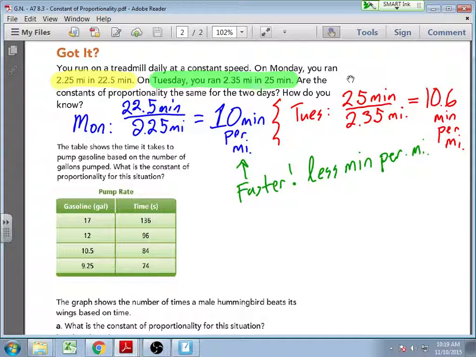Both of those constants of proportionality are for 1 mile. And it would make sense that Tuesday would be slightly slower because you're probably tired from Monday. Oh, at first I thought it was a mile per minute. That's why you have to have the labels. You gotta include that label so you can compare them and know what you're talking about.